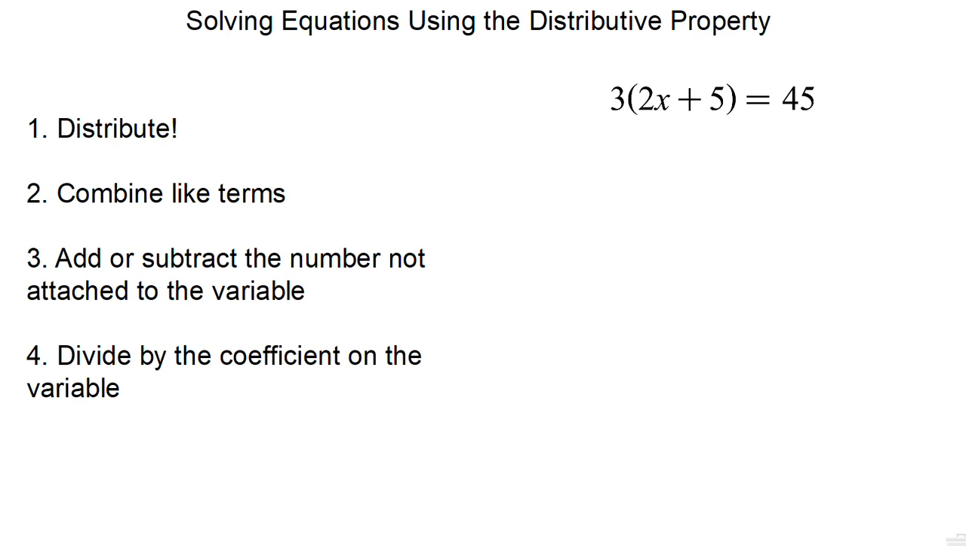Today we're going to solve some linear equations using the distributive property. If you're not familiar with the distributive property, you should probably go back and watch the video I've got on the distributive property, because without that, you won't be able to do some of these problems.